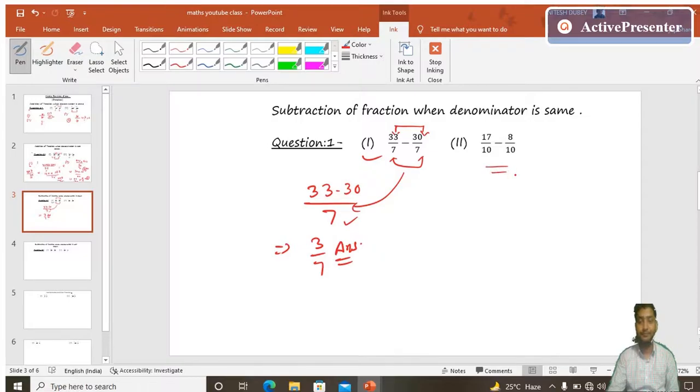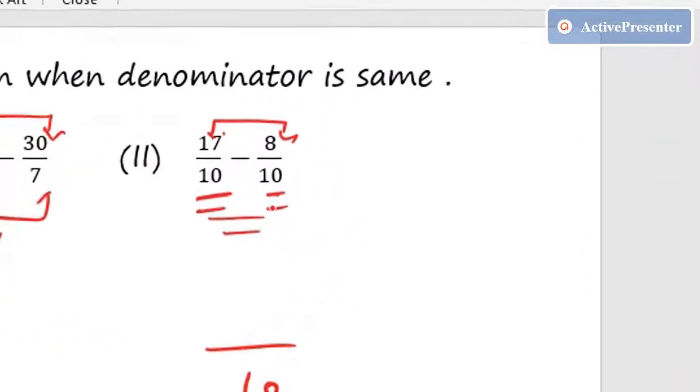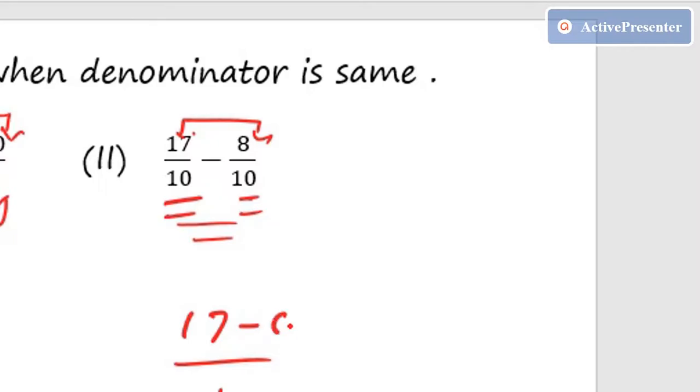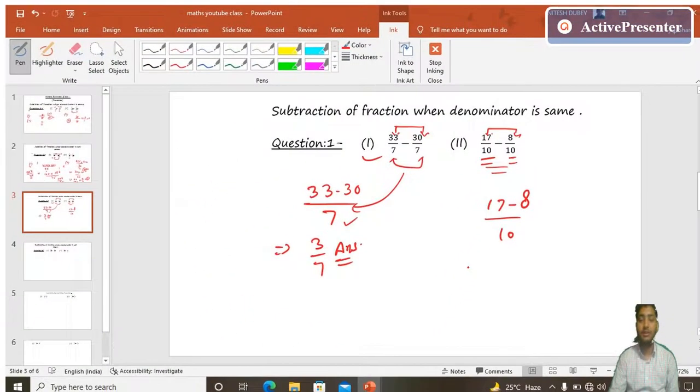Now here, if we are solving this question, as you can see the denominator value is 10 in both fractions, so no need to do anything, just put 10 here as the denominator. And now what will you do? Just subtract the numerator. Now we are subtracting the numerator: 17 minus 8. 17 minus 8 is nothing but 9 by 10. In this question, your answer would be 9 by 10. Okay.